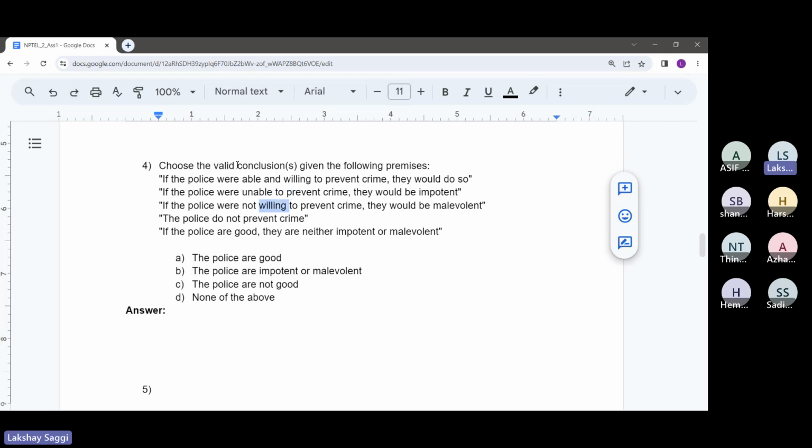But if they were unable, then they would have been impotent. And if they were not willing, then they would have been malevolent. And we know either they are unable or not willing. So they are impotent or malevolent. At least this conclusion we can draw. Right? So I hope this is clear to everyone.